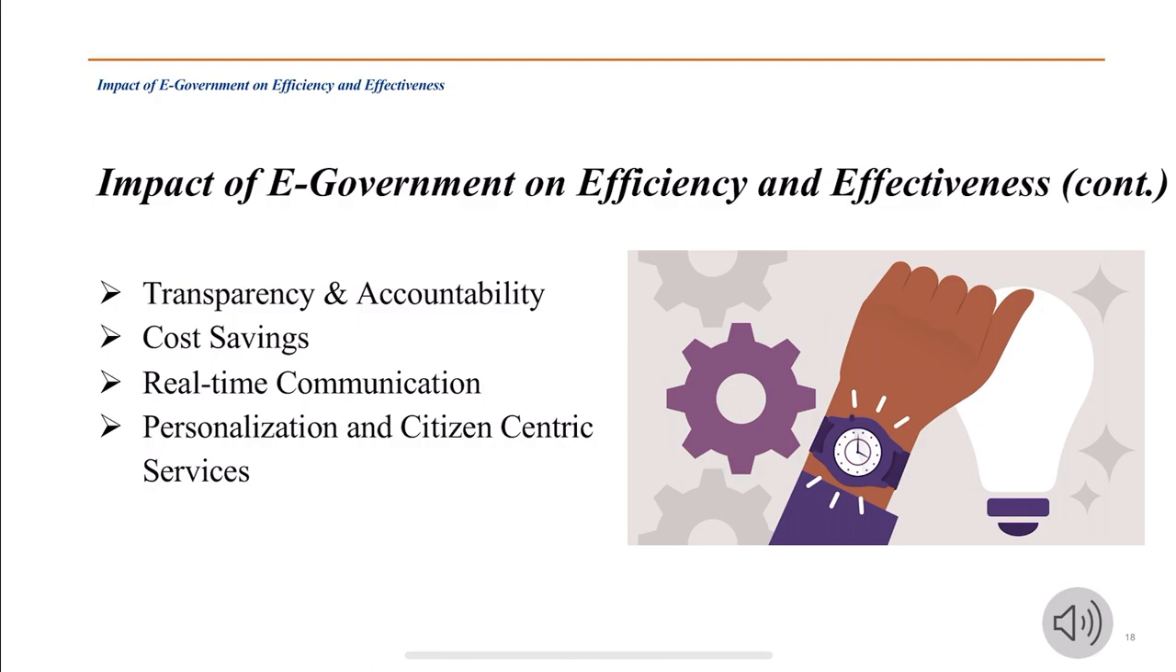Another example is personalization and citizen-centric services. E-government platforms can be tailored to individual citizen needs, providing personalized services and recommendations based on data analytics and user preferences. This citizen-centric approach improves the overall effectiveness of public services.